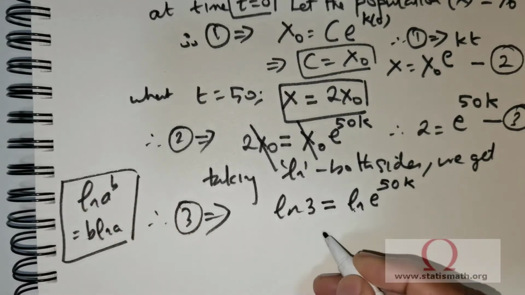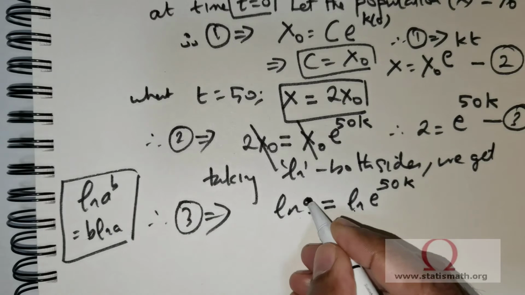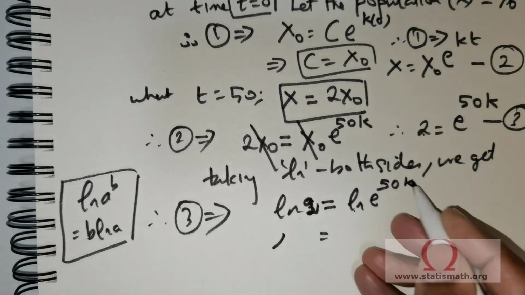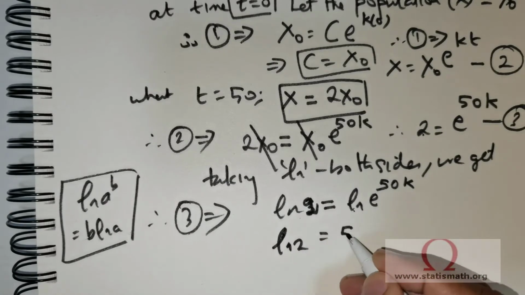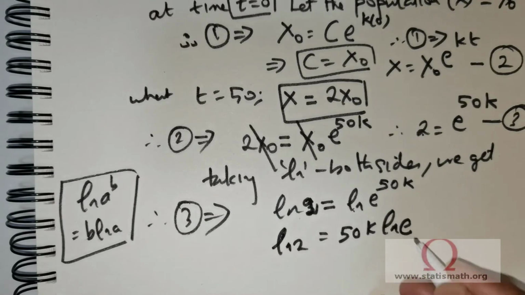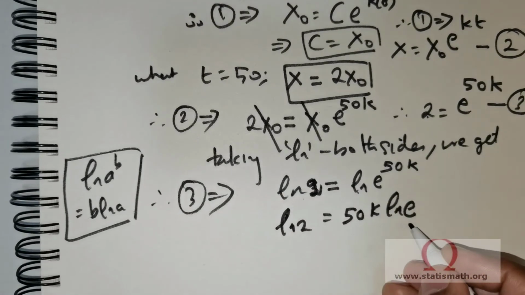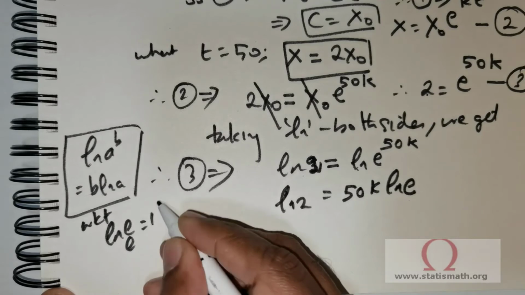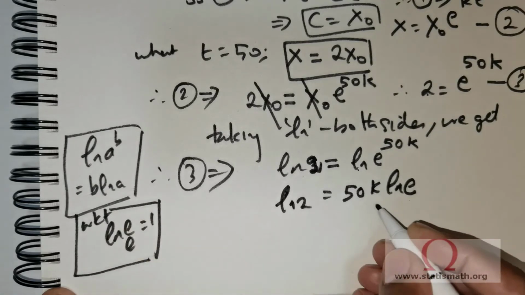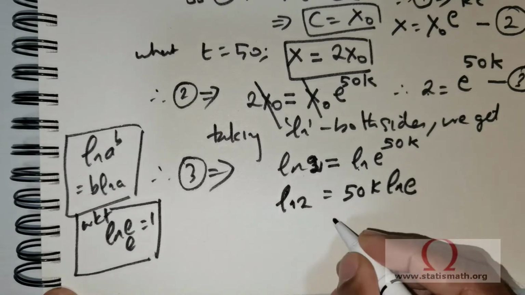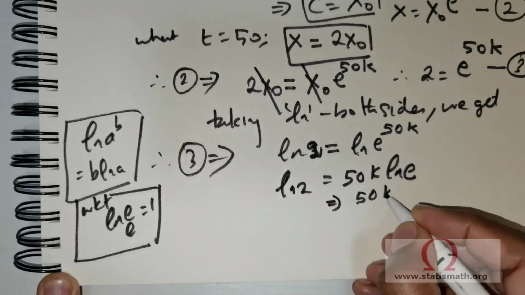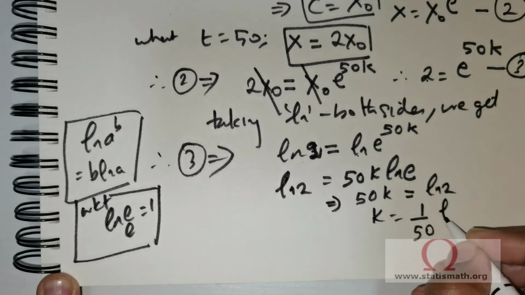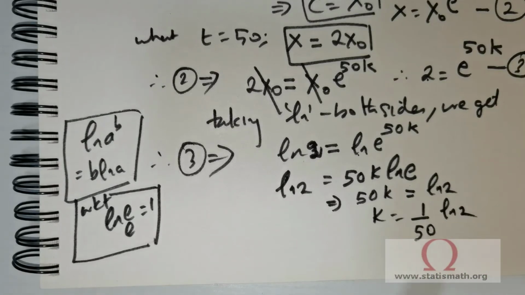Okay, by this I can rewrite this as, in fact this is ln 2. It's not ln 3 because we got 2 there, so it's going to be ln 2. So we can rewrite this as ln 2 is equal to 50k times ln e. But this is actually to the base e. We know that ln e to the base e is equal to 1. So by this formula, this is going to be equal to 1. So this would mean I've got 50k is equal to ln 2. Therefore, k is equal to 1 over 50 times ln 2. So this is the value I've got for k.